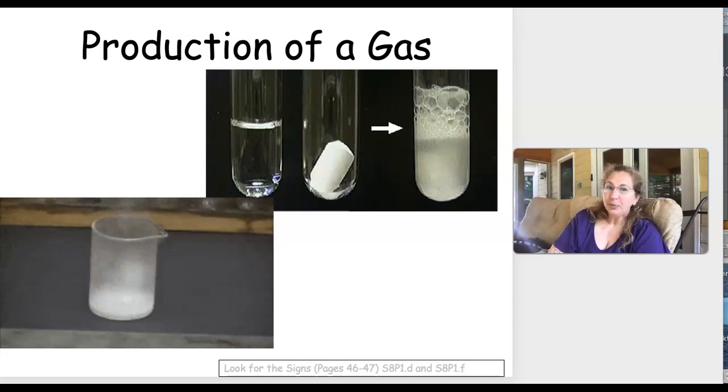Production of a gas. If you add two things together and it bubbles or produces a gas, you know that something different has happened. The two things you added together chemically changed to give off a gas. Matter isn't lost or created, it just changes forms. So in the example in the beaker on the bottom, we have several pieces of evidence that a chemical change occurred. But you can see that the gas is coming from the beaker.